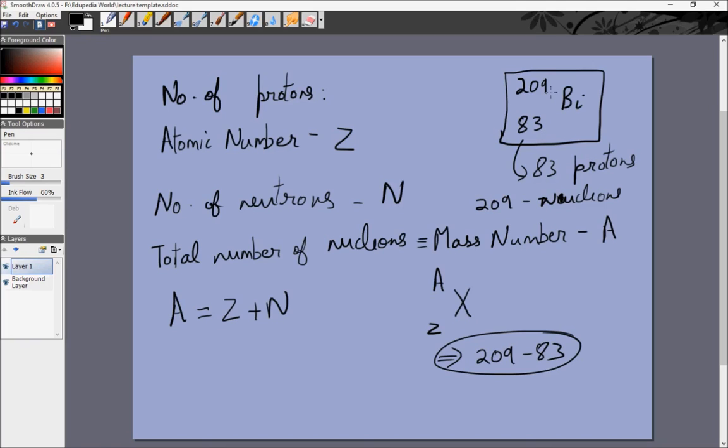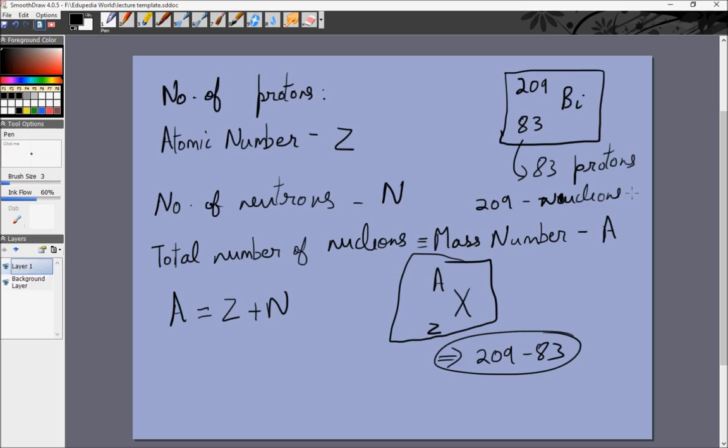The total mass number is relevant when we use delta E is equal to delta M times C square, and the number of protons, or the atomic number, is generally a significant characteristic of the chemical properties of the substance. So that's why this is how a nucleus is represented. X is the symbol of the element, Z is the atomic number, and A is the mass number.